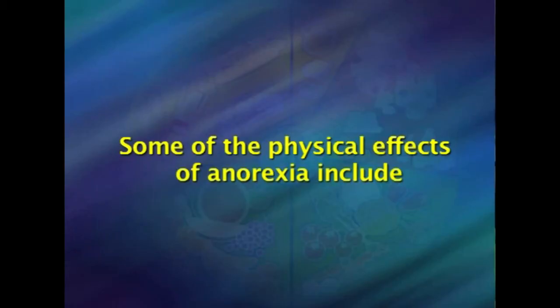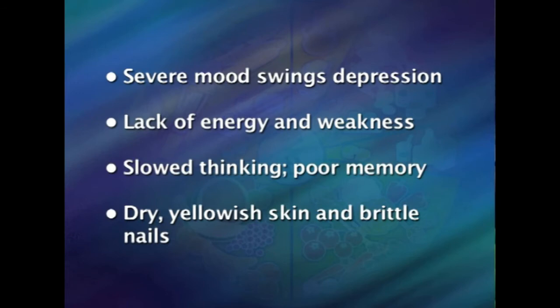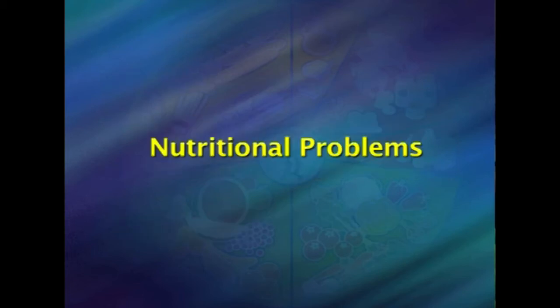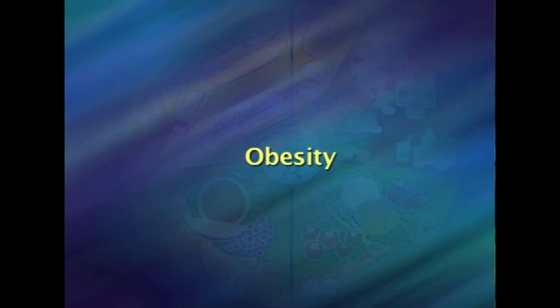Some of the physical effects of anorexia include severe mood swings, depression, lack of energy, weakness, slow thinking, poor memory, dry, yellowish skin and brittle nails, constipation, bloating, tooth decay and gum damage, dizziness, fainting and headaches. Growth of fine hair all over the body and face. We will now see nutrition problems related to this, such as obesity.